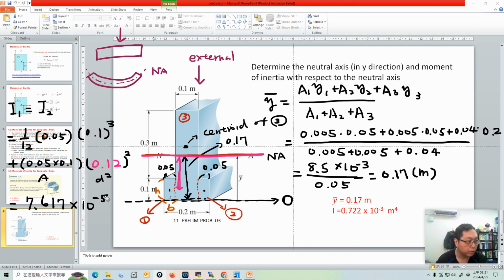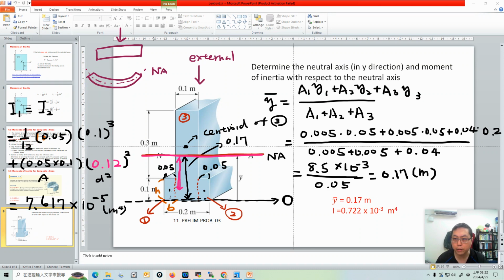0.13, times 0.05 divided by 12, plus 0.12 times 0.12 times 0.05 times 0.1. Yeah, it's 7.617 times 10 to the power minus 5, and the unit is meter to the power 4. Okay, so that's I1 and I2. So finally, what's our I3?